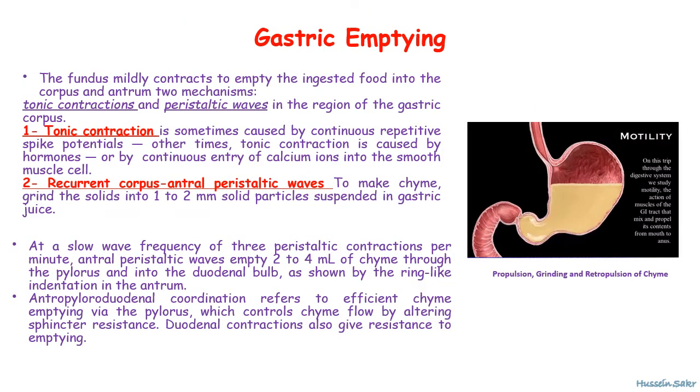Now we are moving to gastric emptying. The process of gastric emptying is dependent on the presence of two types of contraction. Number one, tonic contraction, and number two, recurrent corpus antral peristaltic waves. The tonic contraction is usually caused by hormones or by continuous entry of calcium into the smooth muscles, that will lead to the formation of continuous spike potential.